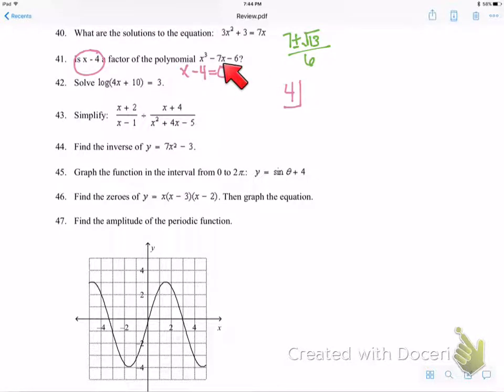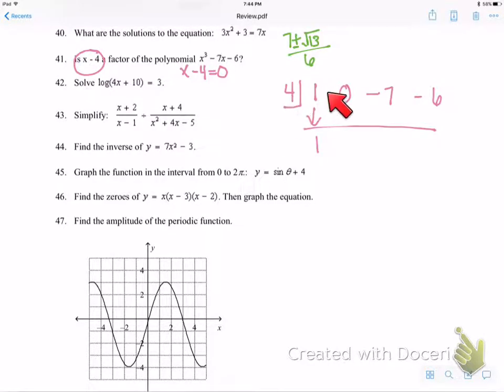Remember, we only want to drop 1 degree at a time, so we've got to jump in between these two because x cubed should go to x squared next. So I'm going to hold that place with a 0. So I'm going to put a 1 for the x cubed, a 0 for the x squared, negative 7 for the x, and negative 6 for the constant term. Bring down your first coefficient, multiply, and add.